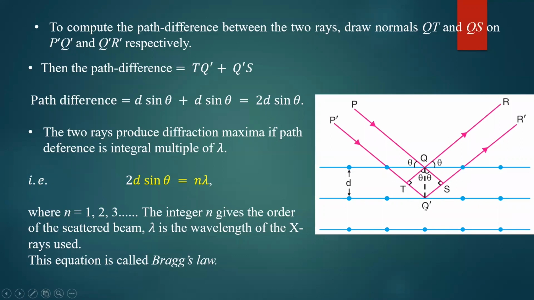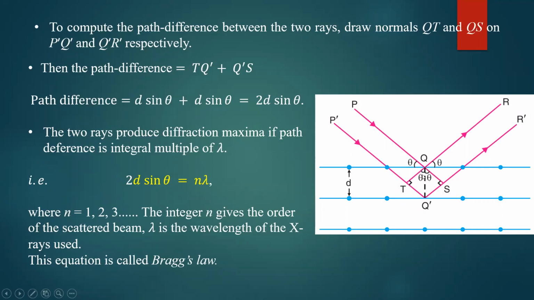This TQ dash plus Q dash S is the extra path difference. Therefore, the path difference between these two rays is equal to TQ dash plus Q dash S. And according to trigonometry, the angle at Q dash is theta.